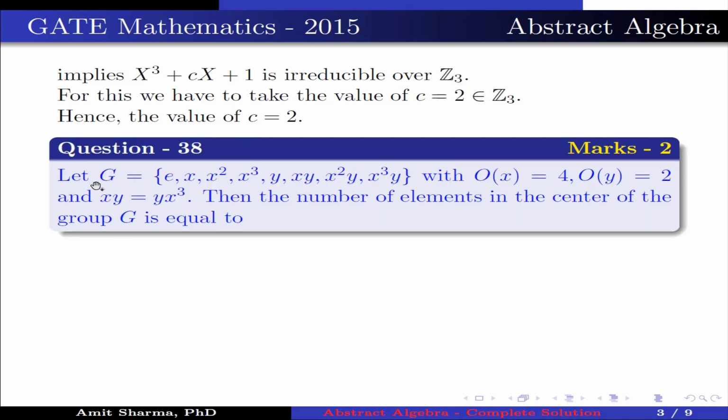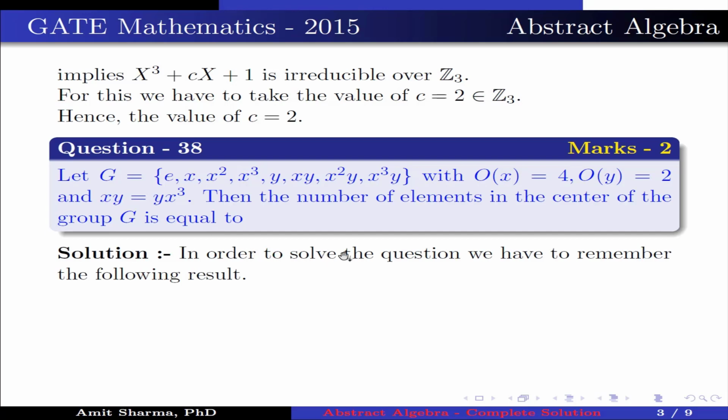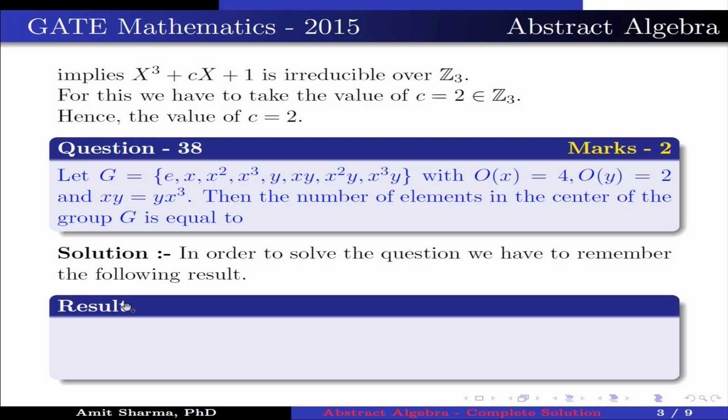Question number 38. Let G contain the elements e, x, x square, x cube, y, xy, x square y, x cube y, with order of x is 4 and order of y is 2 and xy equal to yx cube, then the number of elements in the center of group G is equal to. In order to solve the question, we have to remember the following result. The order of the center of dihedral group Dn, where n is greater than or equal to 3, is 2 if n is even, 1 if n is odd.